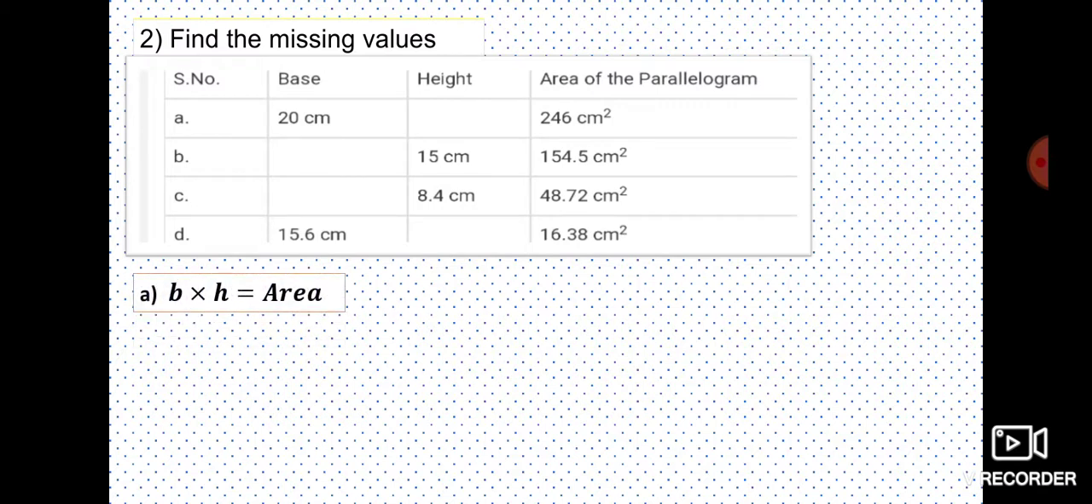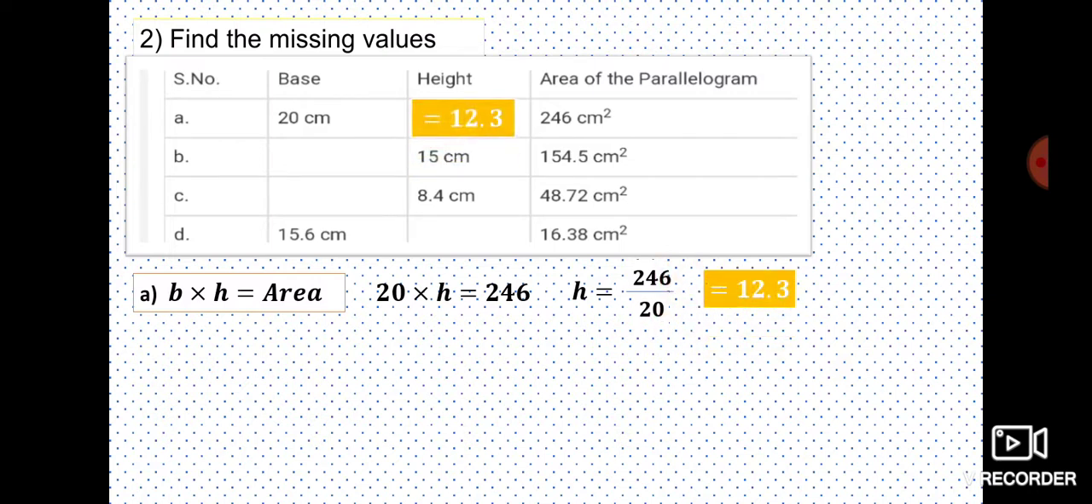First question. b into h equal to area. Area is given. First A question, b into h. b is 20. 20 into h equal to 246. How will we find h? This is into 20, so divided by 20. h equal to 246 by 20. By dividing, while writing it, remember you write the method of division here. 246 by 20. That's equal to what? 12.3. So here this column is finished.